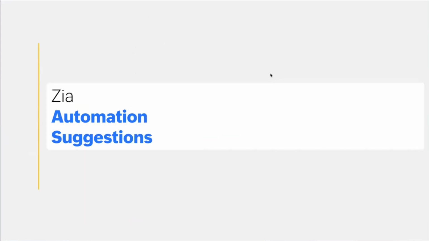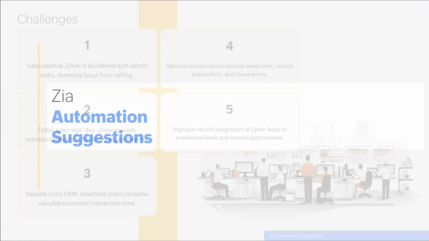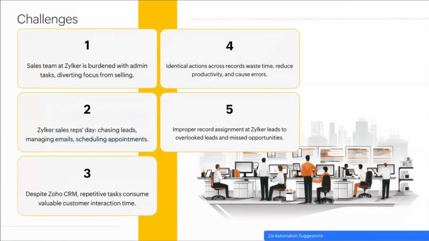Moving on to our next topic, Zia automation suggestions. Okay, now that Zilker has sorted out which leads to focus on, they are facing a new set of challenges. The sales team finds itself spending a disproportionate amount of time on administrative tasks, such as updating client information or sending follow up emails. From chasing leads, managing emails, to scheduling appointments, it's a whirlwind of activities for a normal day in the life of a sales rep at Zilker.